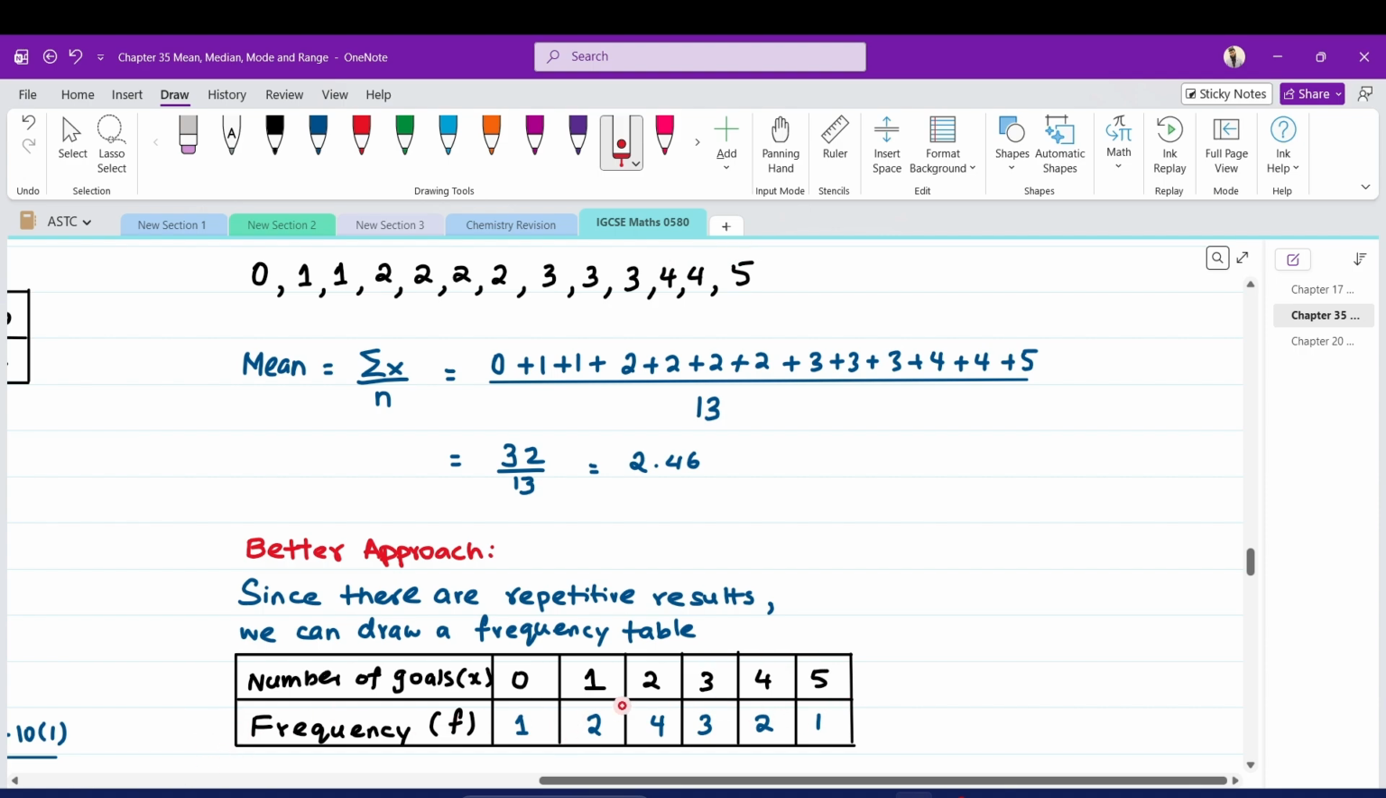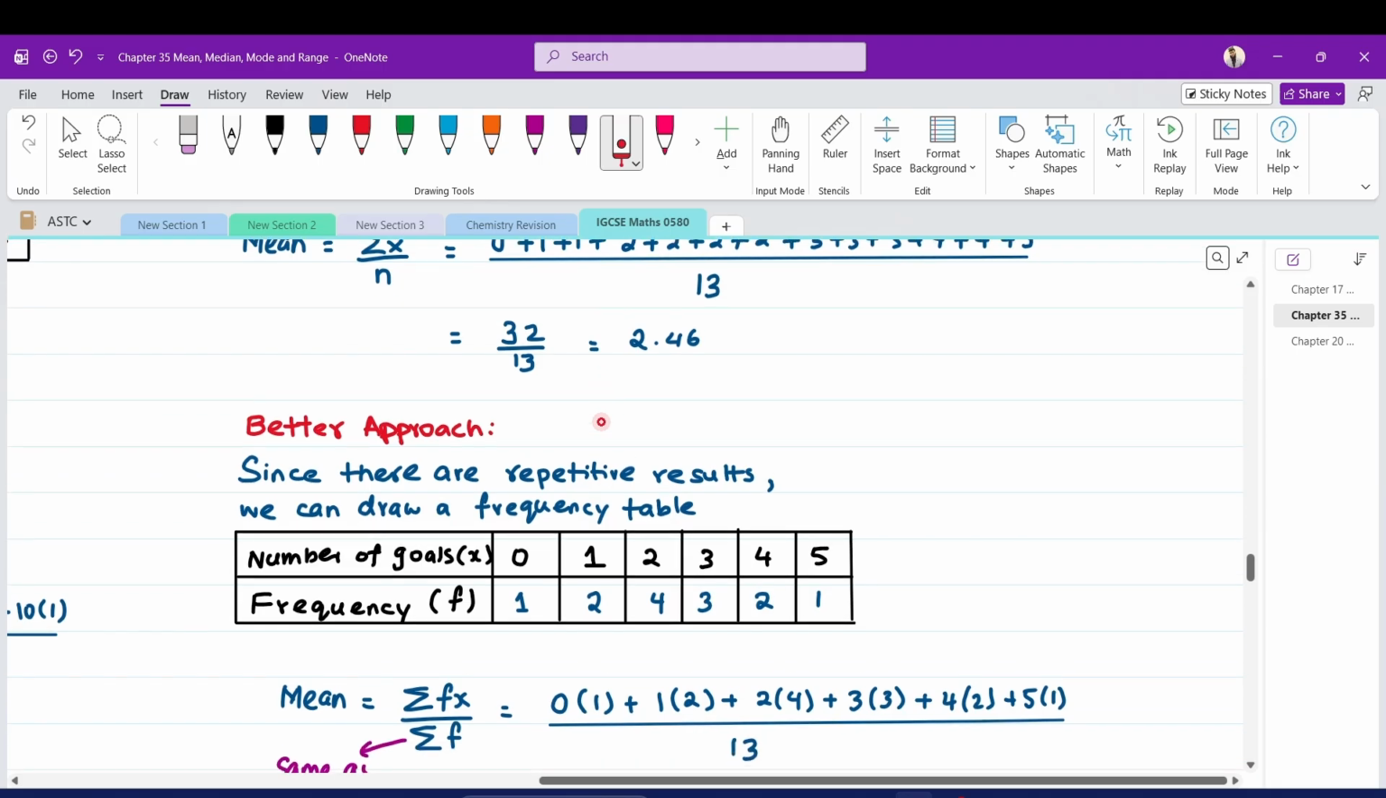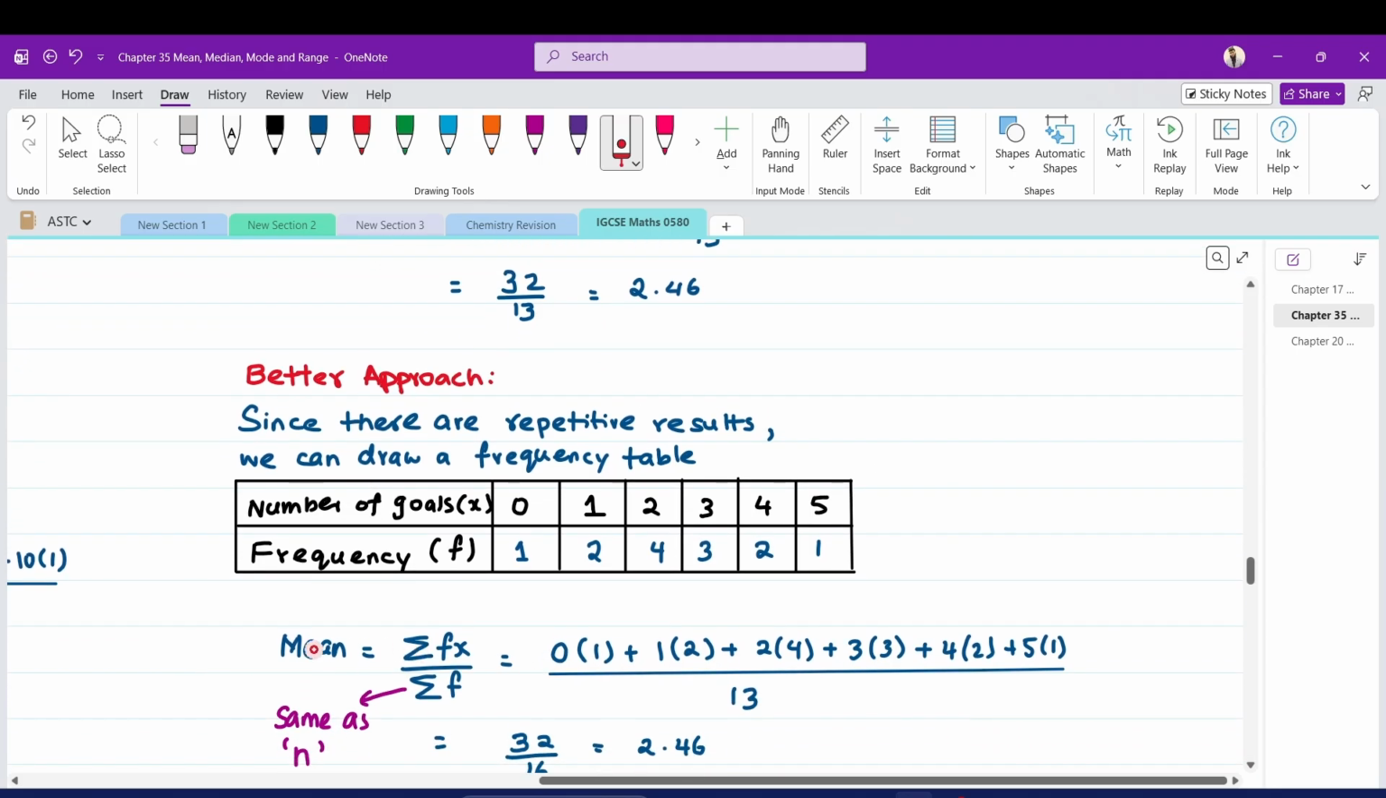Now, a lot of the times when we have this type of question, this is what's given to you, and the question can ask you to calculate the mean. Instead of writing all of this one by one, which is quite tedious and exhausting, we can just modify our formula a little bit. Mean is equal to sigma fx divided by sigma f, where this is your f and this is your x. Sigma f is actually the same as n. Your n is basically the number of matches, which were 13. So the value of sigma f is going to be 13.